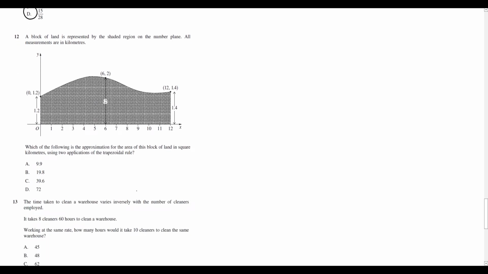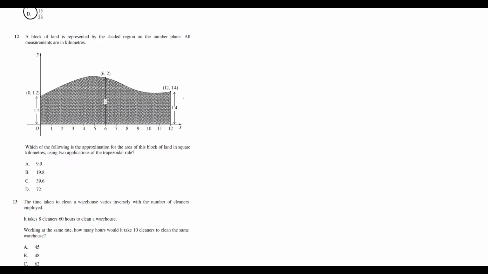Okay, going to question 12 now. So a block of land is represented by the shaded region on the number plane, as we can see. All measurements are shown in kilometers. So which of the following is the approximation for the area of this block of land in square kilometers using 2 applications of the trapezoidal rule?